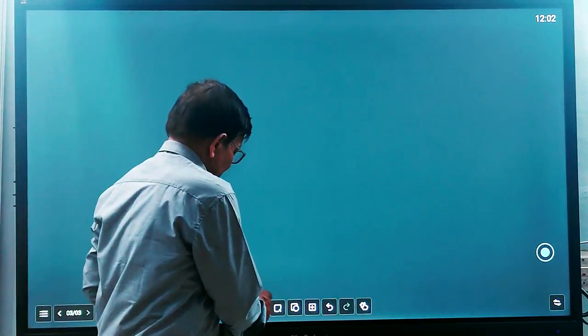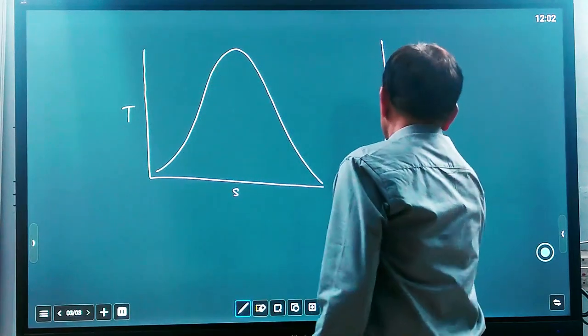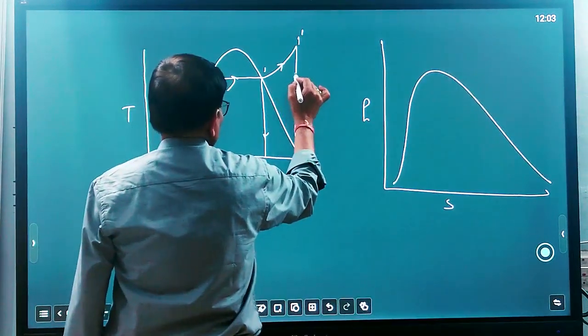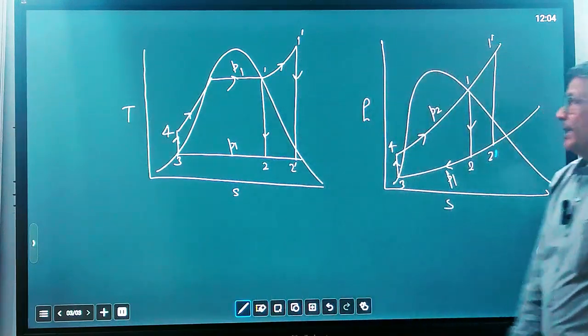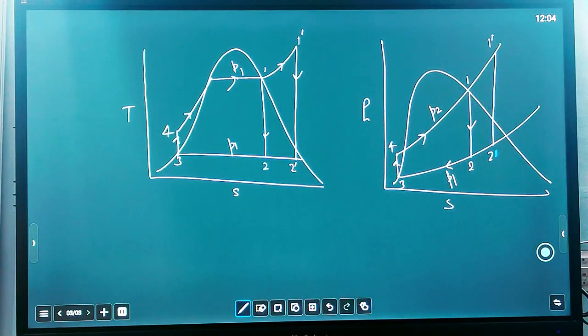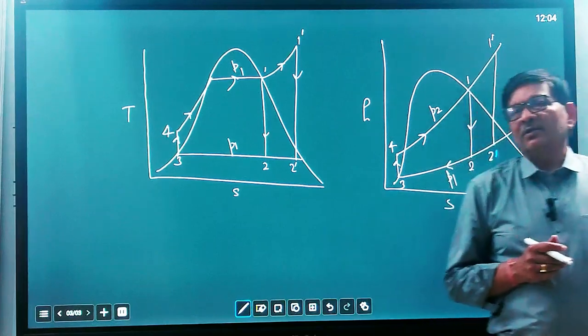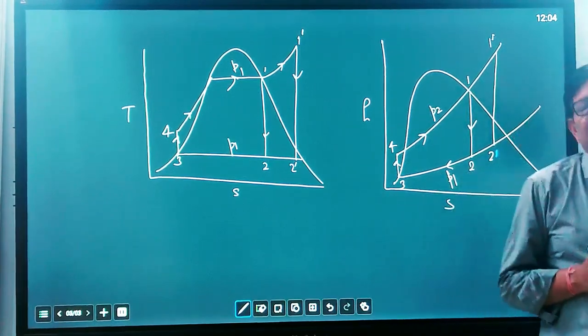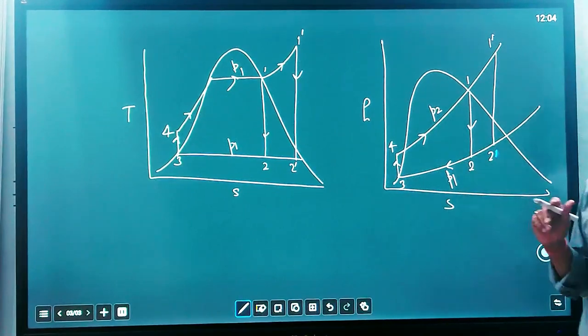So let us first draw a TS diagram. The same thing we can represent on an HS diagram also. The same cycle we can represent on a TS diagram and an HS diagram. These are the two most frequently used diagrams for solving vapor power based problems of the thermal power plant. So you must have practice of the TS diagram and HS diagram.